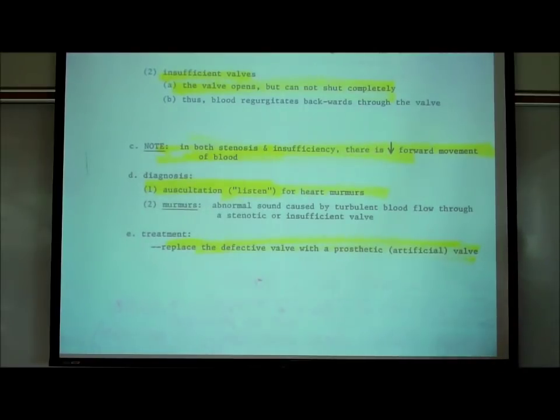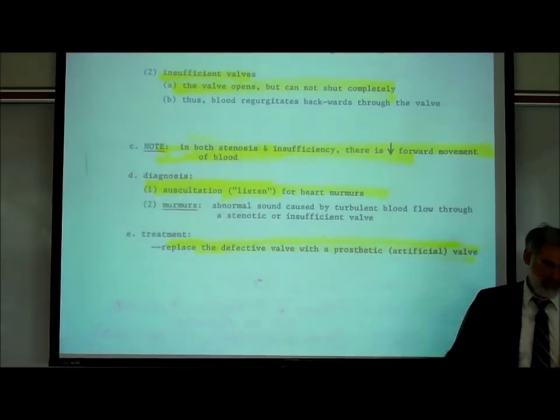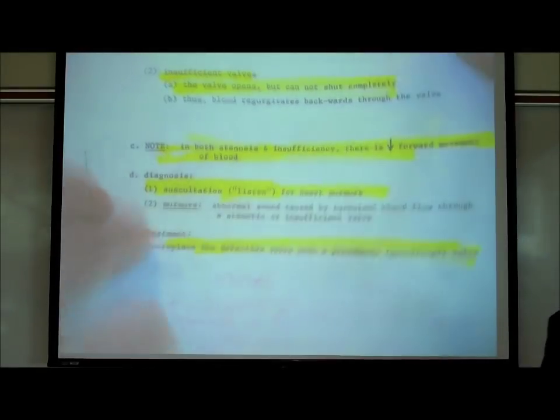They replace that valve with a prosthetic, which means an artificial valve. What do they look like?